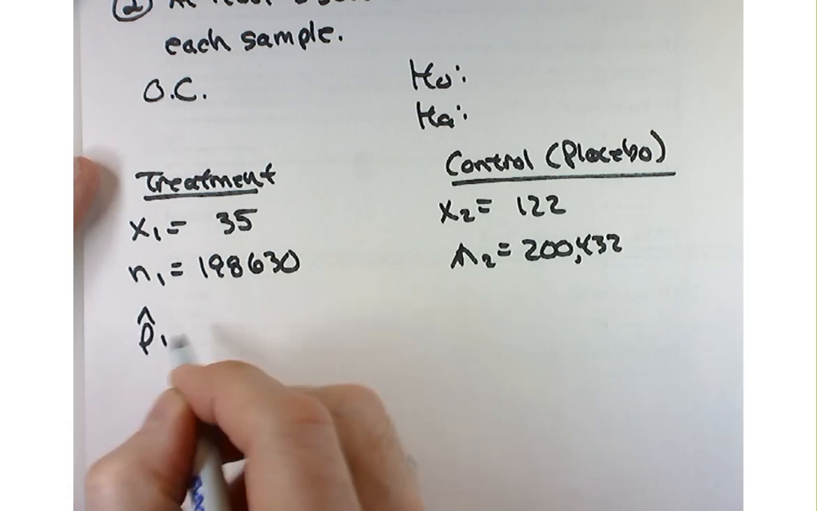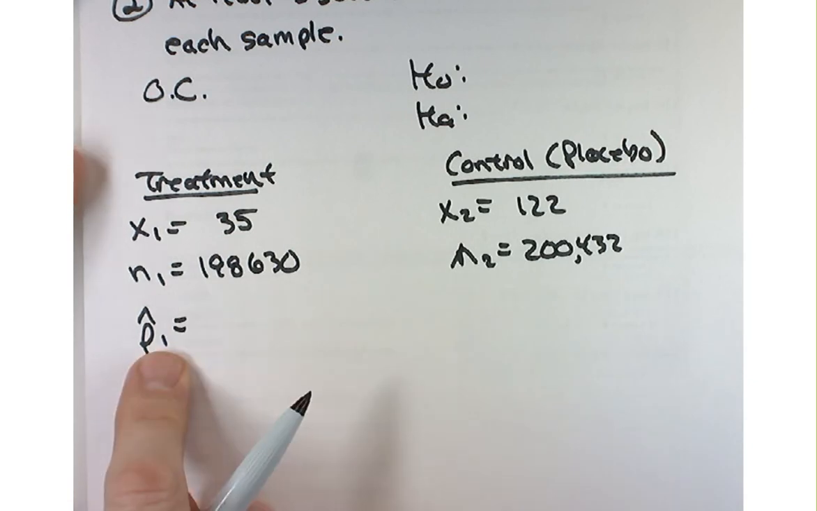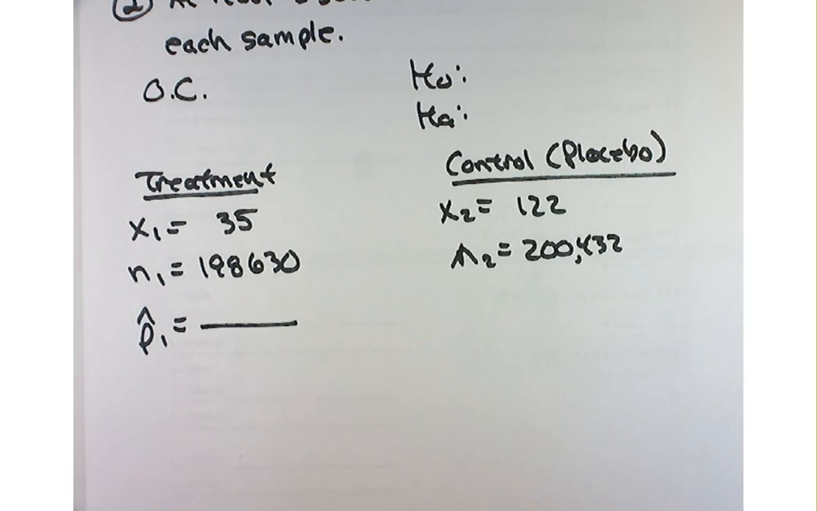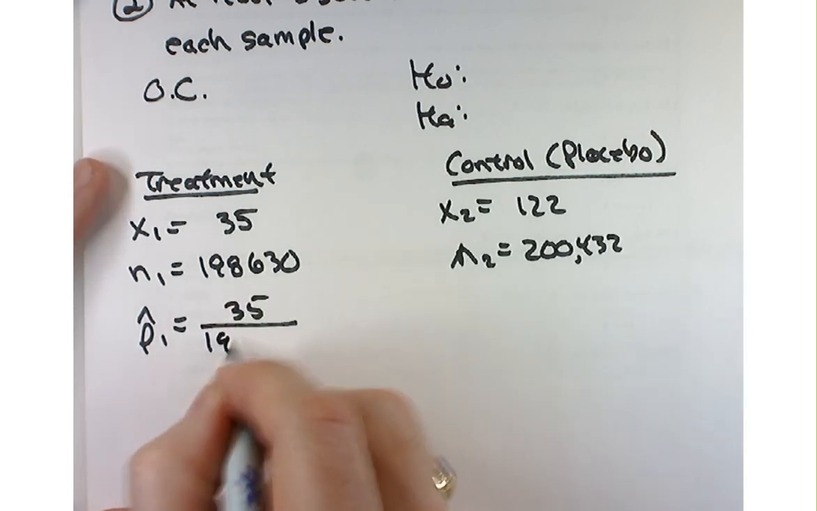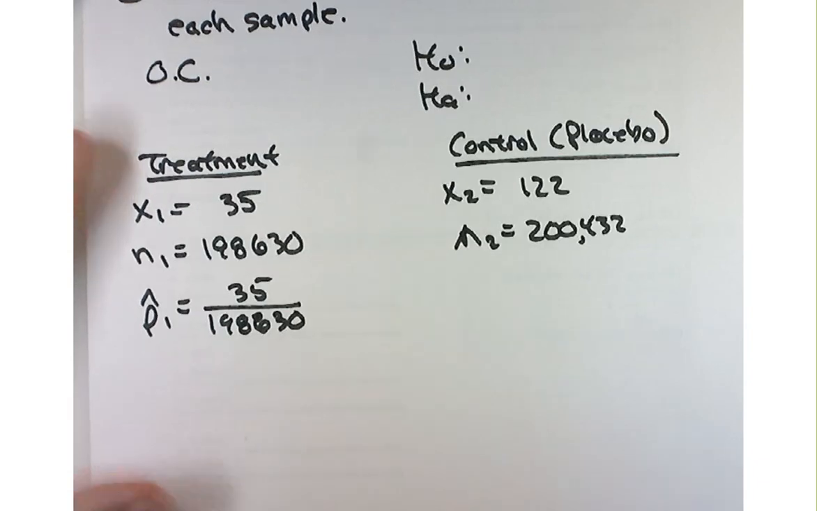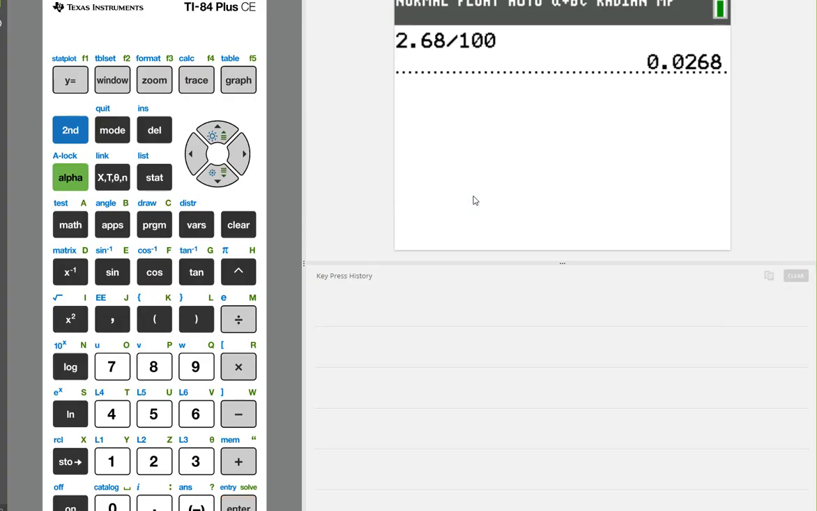Now I can write p hat sub 1 here. What do you think p hat is going to equal in this case? How am I going to calculate that? 35 divided by 198,630. Yeah, 35 divided by 198,630. Thank you. Now when you do that on your calculator, unless you've used this in a while, you might get something that looks a little strange, a little funny. Let's take a look at that.